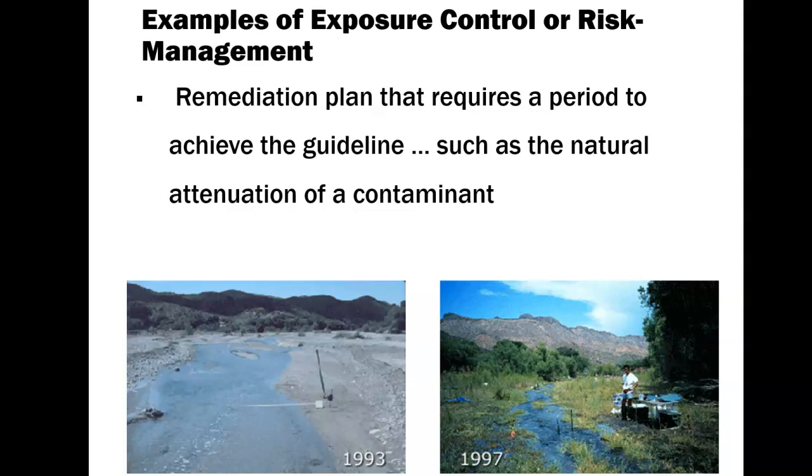So the findings are that they had been pumping water out of this channel here into a wastewater treatment facility, and they found that the stream channel was beginning to change. And so because of that, they were able to speed up the natural attenuation of metals. So the remediation plan in this example required a period to achieve the guideline. They wanted it to naturally be cleaned up. It required a period of time to do so. And you can see that now in 1997, Pinal Creek in Arizona is looking a lot healthier.